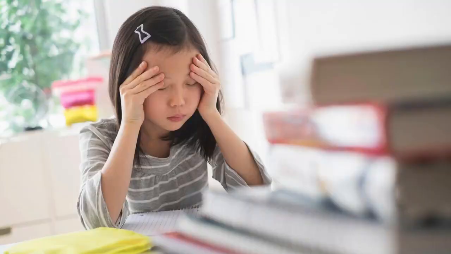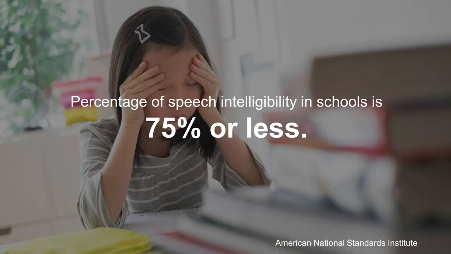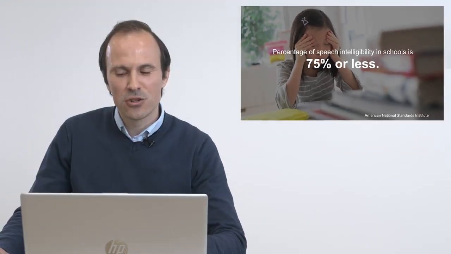Let us look into another extremely important aspect of our lives and another particular building type whose quality is very closely related to acoustics. That's schools, or our education facilities. One of the working groups of the American National Standards Institute finds that the percentage of speech intelligibility in schools is 75% or less. So what does that actually mean?